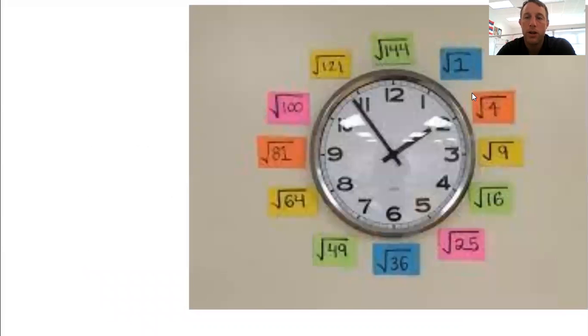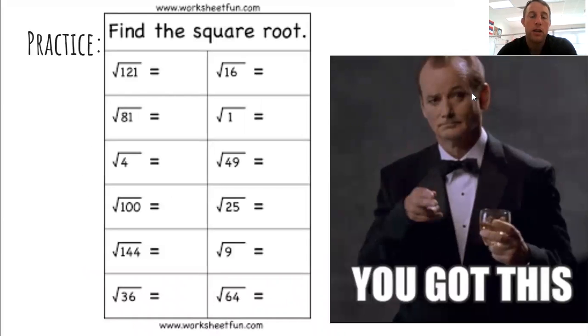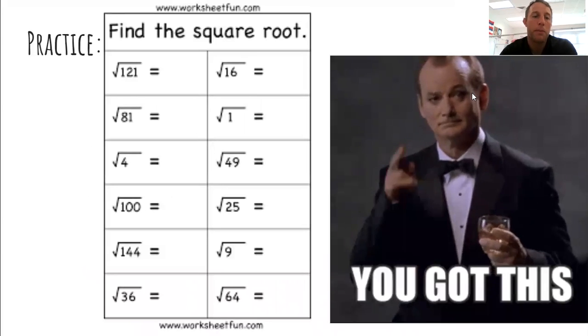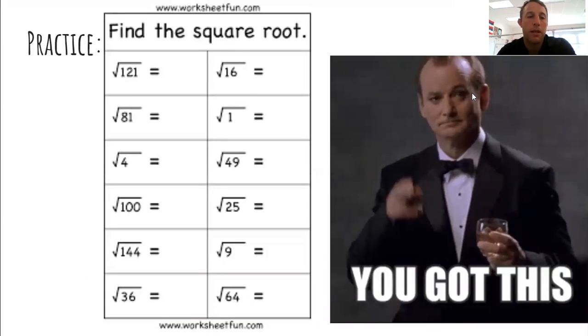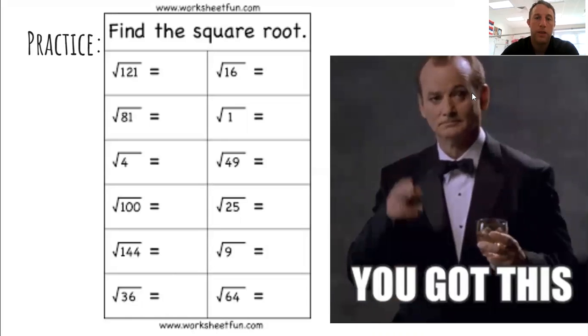We've reviewed this. So here you can see some perfect squares on the clock. So you can see the square root of 81 would be 9, and that'd be 9 a.m. or p.m. So go ahead and solve these. You're going to see there, you just got to think about what number times itself is going to equal the number inside that square root symbol. Okay, and then this was what we went over the other day.